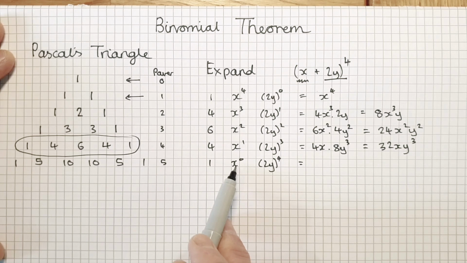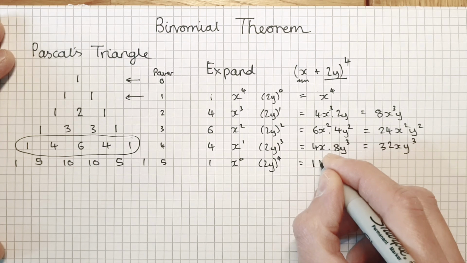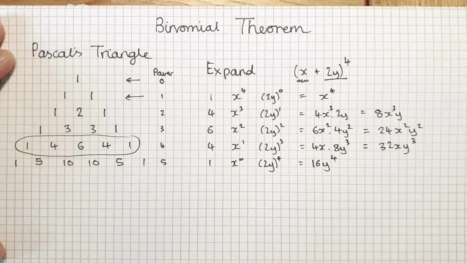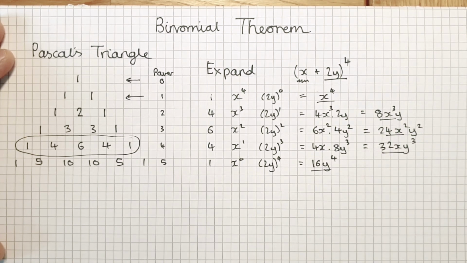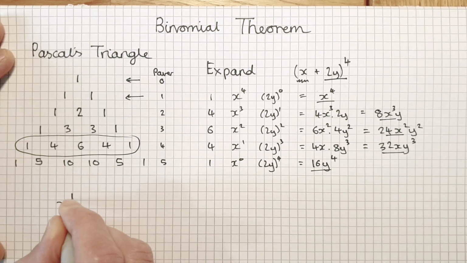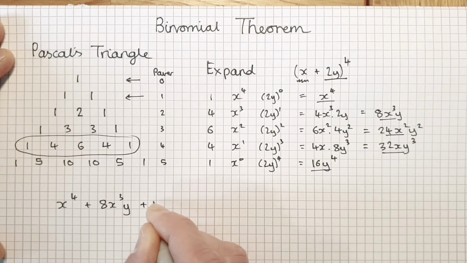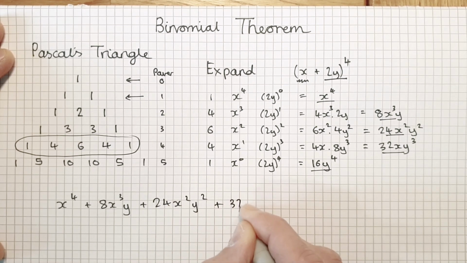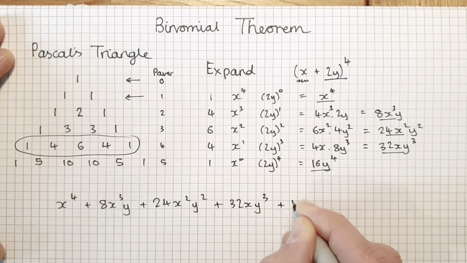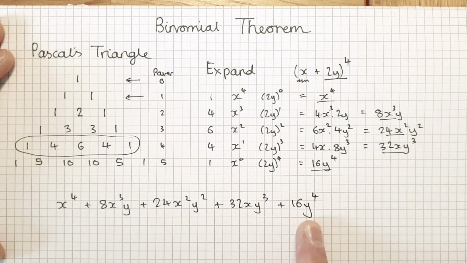Now that's just 1, x to the power of 0 is just 1, so it's 2y to the power of 4, well 2 to the power of 4 is 16. Like so. So what we can do is we can take our 5 terms and just write them all out. And that's x plus 2y, all bracketed, to the power of 4, and that's your expansion right there.